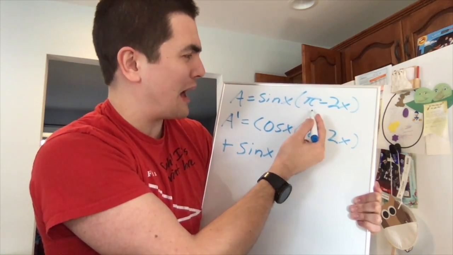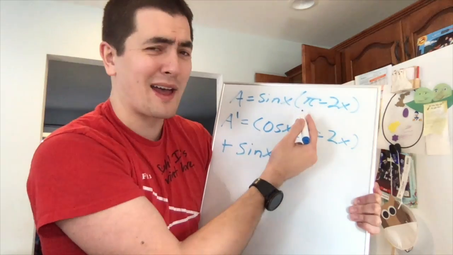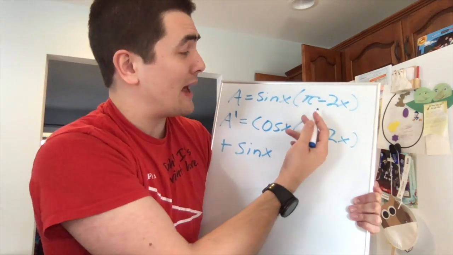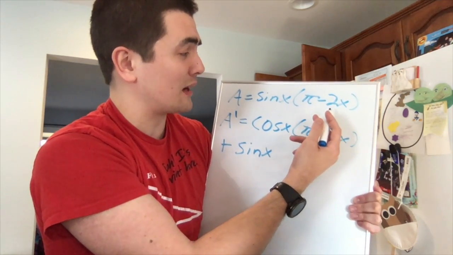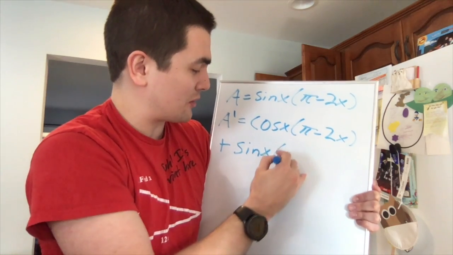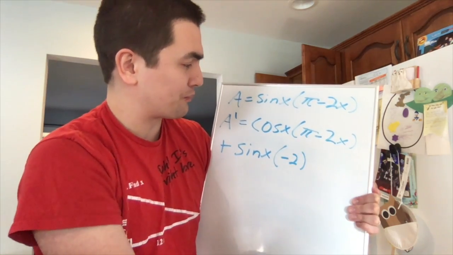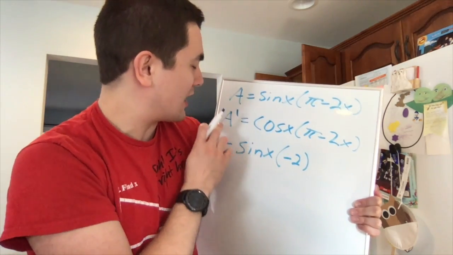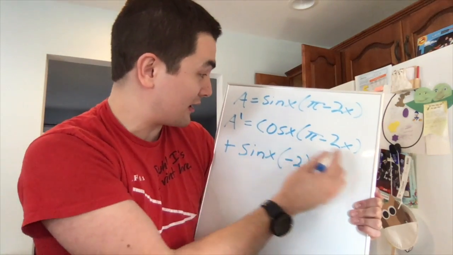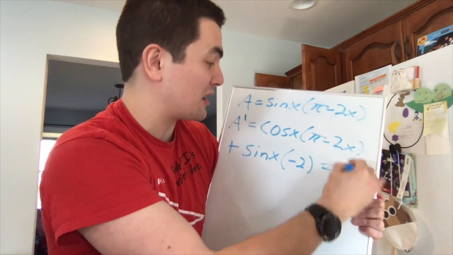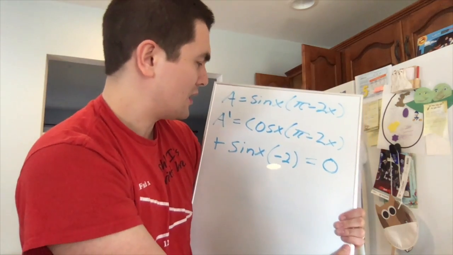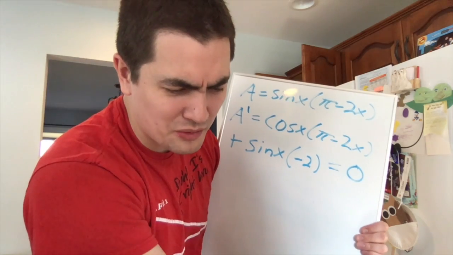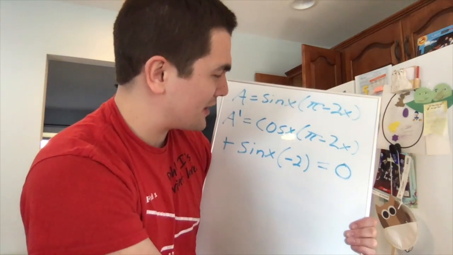And what's the derivative of pi minus 2x? Well, the derivative of pi is just a number, so pi just turns into 0. And the derivative of negative 2x is just negative 2. So I'm going to write negative 2 right here. Okay, and if I'm trying to find the maximum area here, I have to set the derivative, this entire sum, I have to set this whole thing equal to 0. Okay, pretty easy.